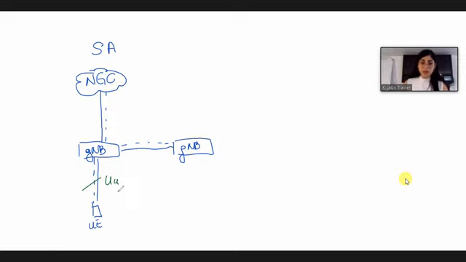The communication interface between the G node B and the next generation core is again our next generation interface, the NG interface, for both user plane and control plane. While the interface that allows two G node Bs to communicate with each other is called the XN interface, for both user plane and control plane.